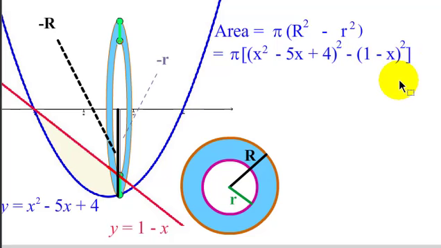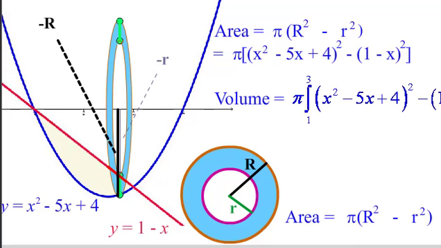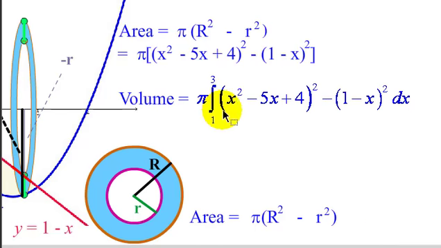So finally, I want the volume. And remember, the volume is the integral of the area. And the limits: the curves intersect here at x equals 1, and here at x equals 3. So what I'm going to do next is integrate. I'm going to integrate from 1 to 3 of pi times the larger radius squared minus the smaller radius squared dx.